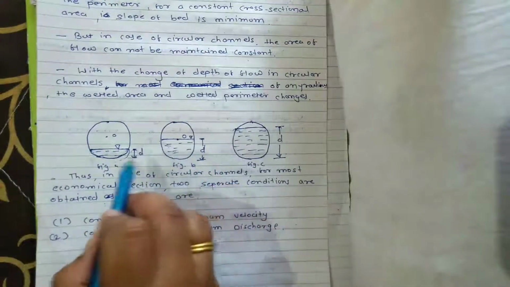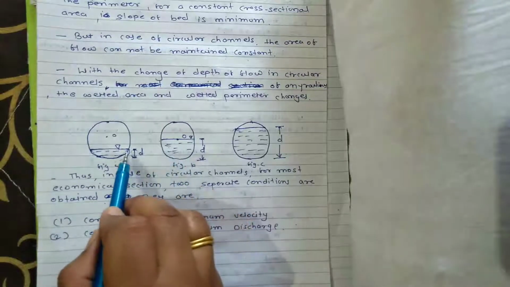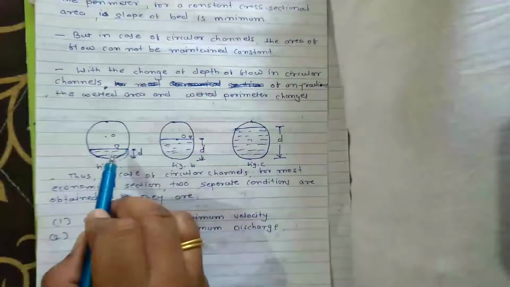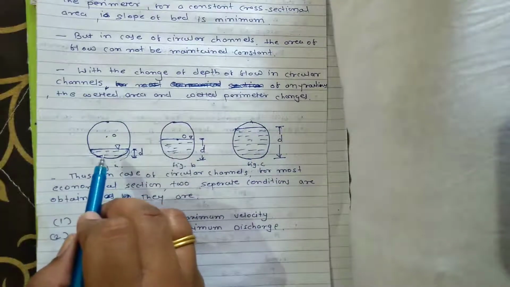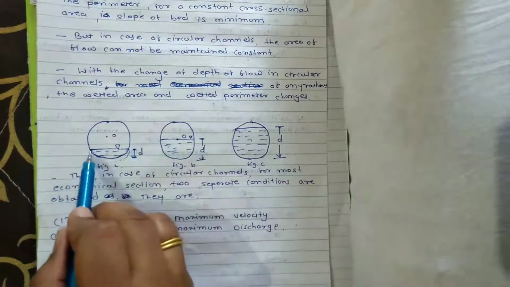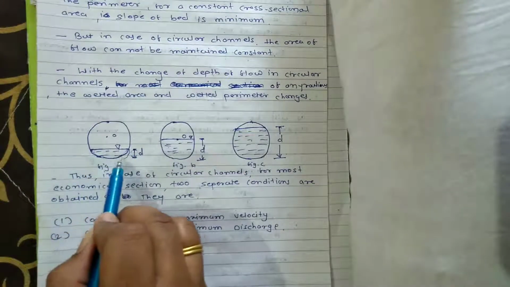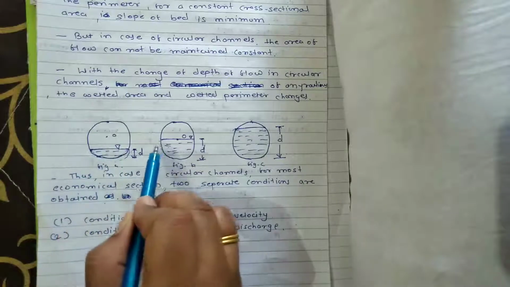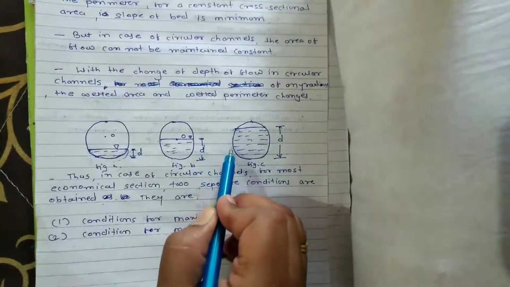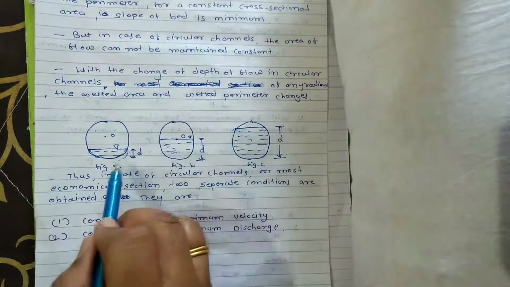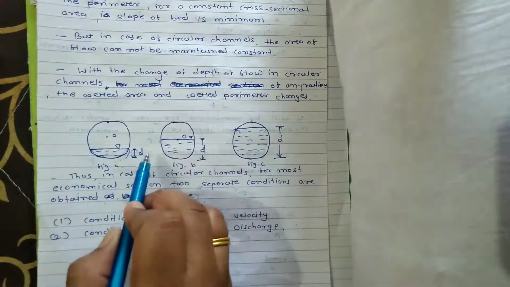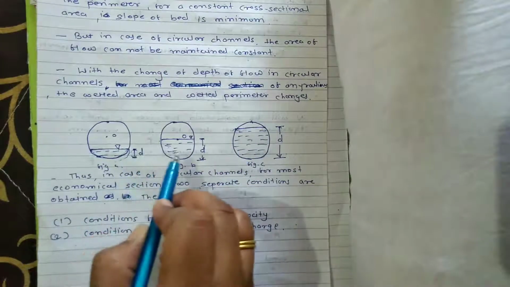If you observe the depth of the flow, it increases. Now, as the depth of the flow increases, what about the area of flow or wetted area and wetted perimeter? In figure A, this much is the wetted area. In figure B, this much is the wetted area. In figure C, this much is the wetted area. As the depth of the flow increases, the wetted area also increases.